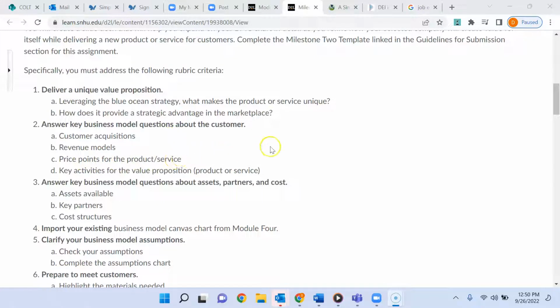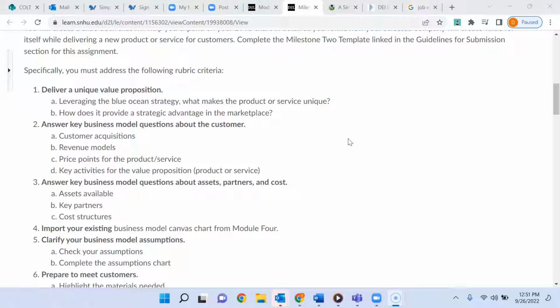Price points for the product or service. What price do you think you're going to sell it at? And here's the thing, lower isn't always better. If you think back to your econ class, I hope that you have taken econ, there's this concept called price elasticity of demand. The idea is when you're messing with that price, what's happening to overall revenue?